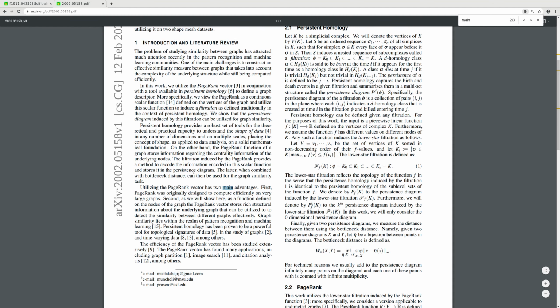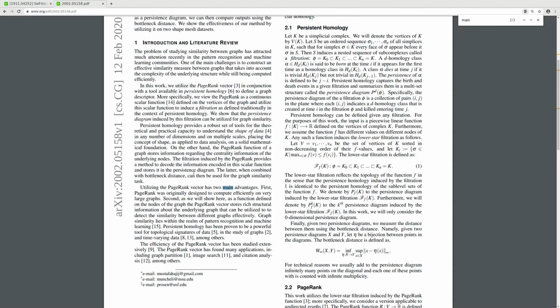PageRank. In this work, we utilize the PageRank vector in conjunction with a tool available in persistent homology to define a graph descriptor. More specifically, we view PageRank as a continuous scalar function defined on the vertices of the graph and utilize this scalar function to introduce a filtration as defined in the traditional context of persistent homology. We show that the persistence diagram induced by this filtration can be utilized for graph similarity.